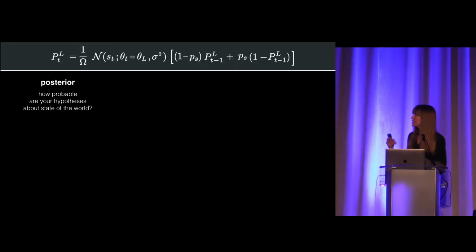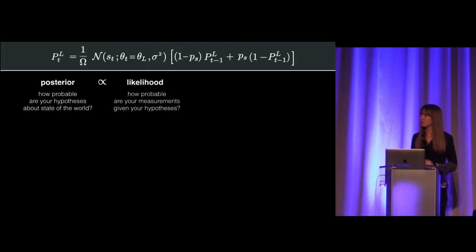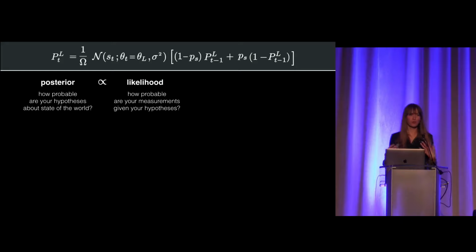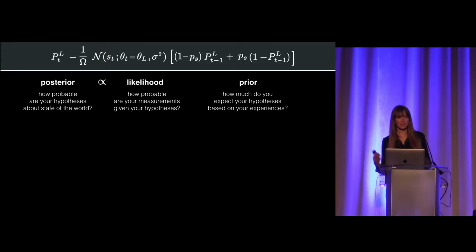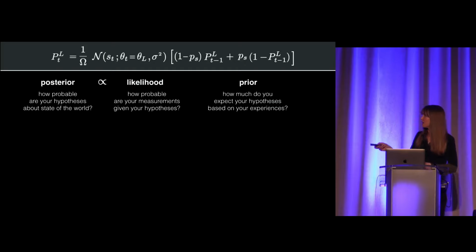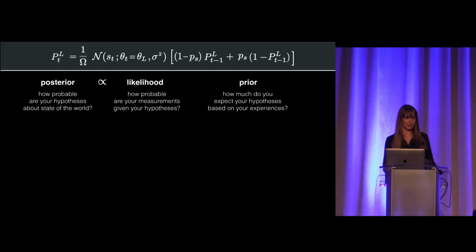The posterior tells us how probable our hypotheses are about the state of the world. And here we're evaluating two different hypotheses, that the environment is in the low context or the high context. And we can build up this posterior in terms of the likelihood, which tells us how probable are our sensory measurements given these hypotheses about the state of the world, and how much did we expect these hypotheses based on our previous experience.